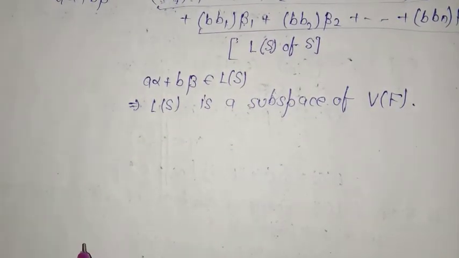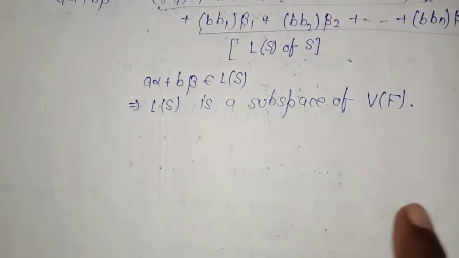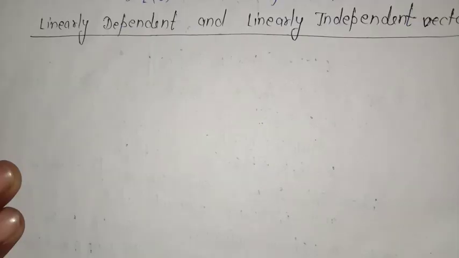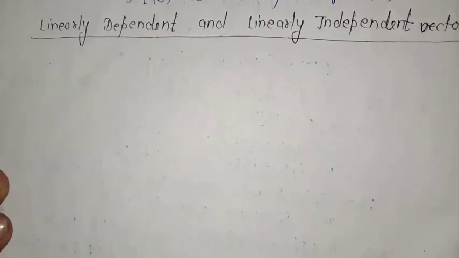Hence, we are done that the linear span of S forms a subspace of V over F. Now we will discuss the definition of linearly dependent and linearly independent vectors.